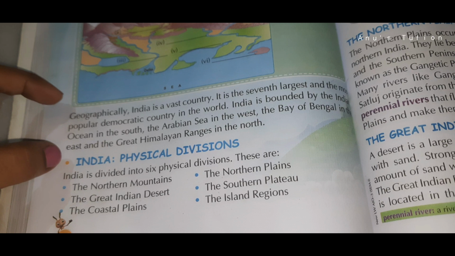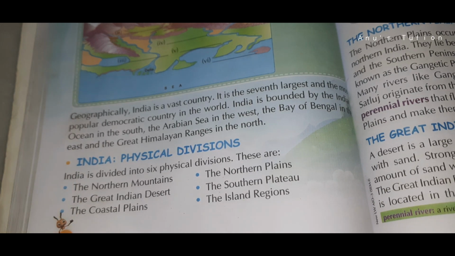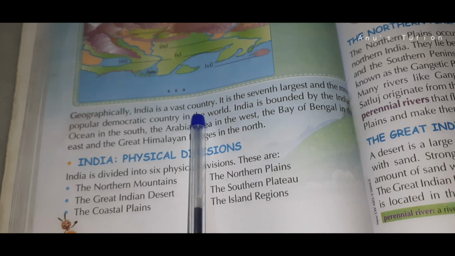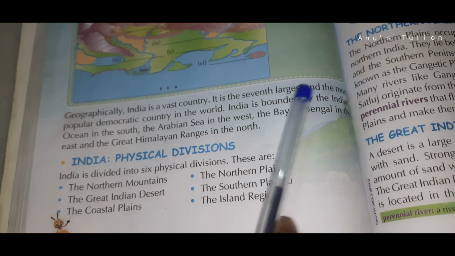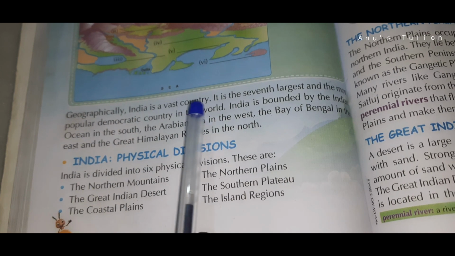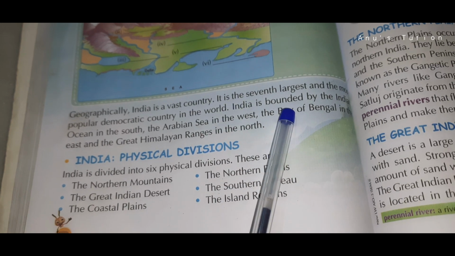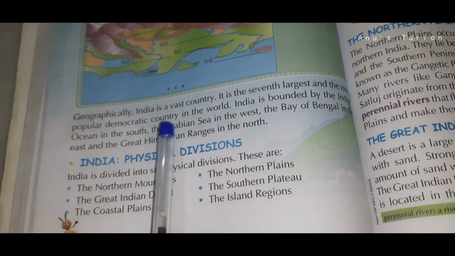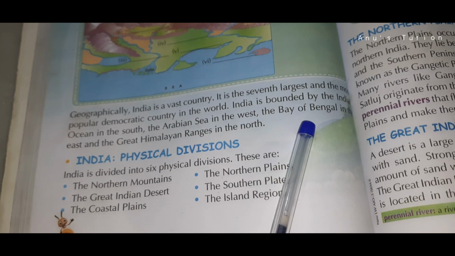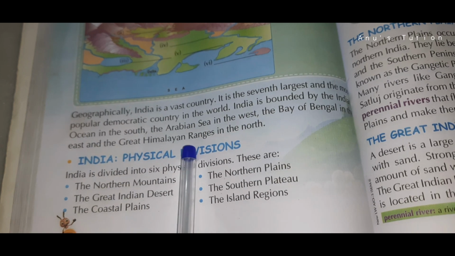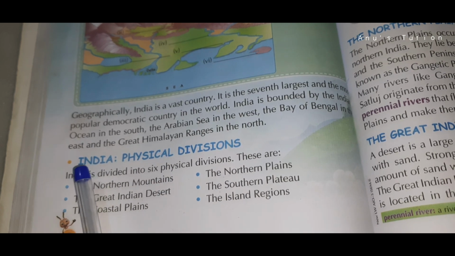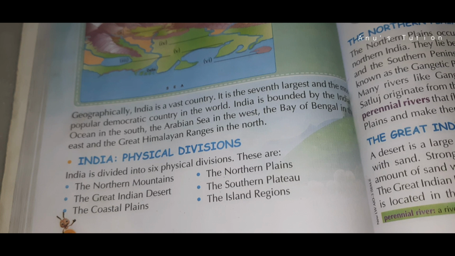This is the introduction of India. Geographically, India is a vast country. It is the 7th largest and the most populous democratic country in the world. India is bounded by the Indian Ocean in the south, the Arabian Sea in the west, the Bay of Bengal in the east, and the Great Himalayan ranges in the north. Next topic is India's physical divisions.